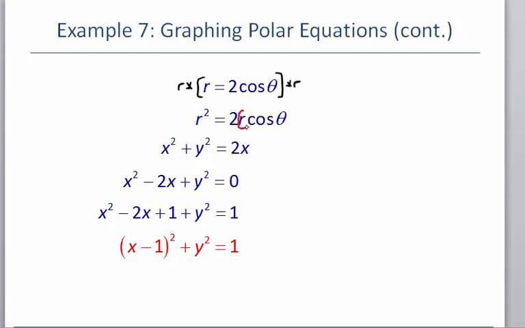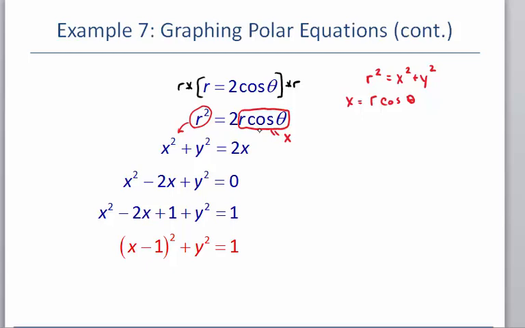Then we could recall that r cosine theta is the formula for x. And we also have a formula for r squared. R squared is equal to x squared plus y squared. All right, so I'm just going to write these formulas down so we can follow what's happening. So we have this formula that we're using for r squared. And we have this formula that we're using for the x. And so plugging that in, we would have x squared plus y squared is equal to 2 times x.